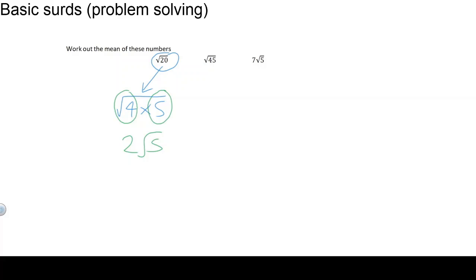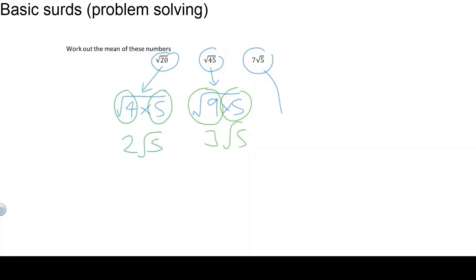Right, next one. What two numbers multiply together to give you 45? The first number has to be a square number. It's going to be 9 times 5 is 45. But we know square root of 9 is 3, and then square root of 5 is just square root of 5. And that number there already, you can just leave it as it is. We'll just leave it as 7 root 5 to be consistent, because all these numbers now have got root 5 in it.